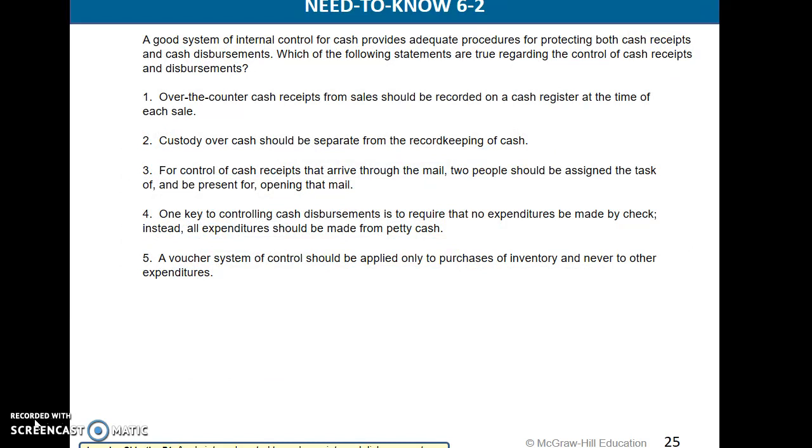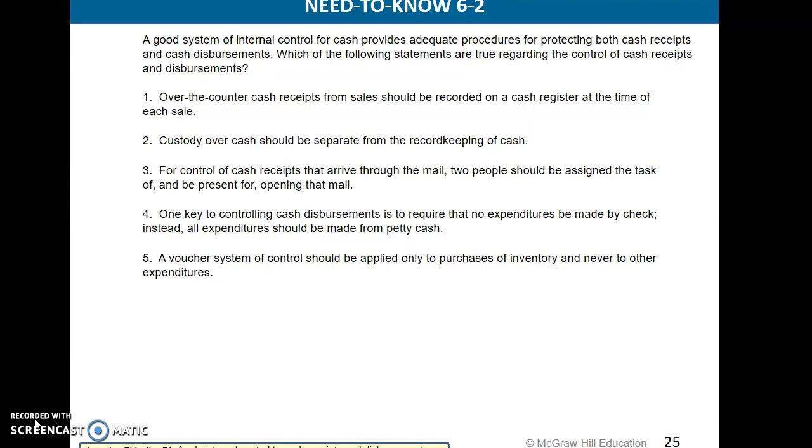There's a need to know. It says a good system of internal control for cash provides adequate procedures for protecting both cash receipts and cash disbursements. Which of the following statements are true regarding the control of cash receipts and disbursements? First one says over-the-counter cash receipts from sales should be recorded on a cash register at the time of each sale. Second one says custody over cash should be separate from the record keeping of cash.